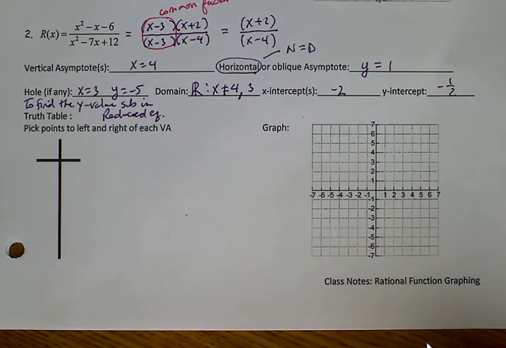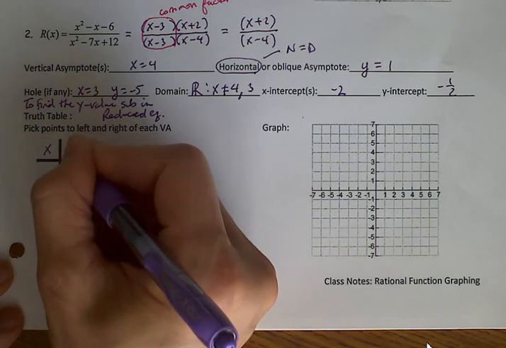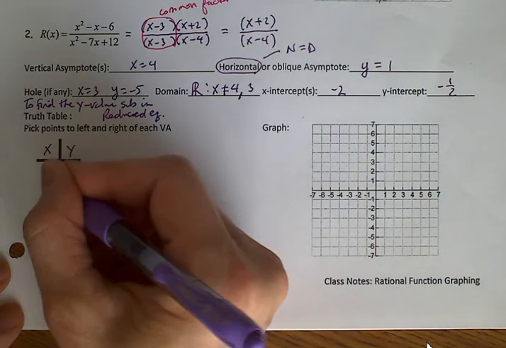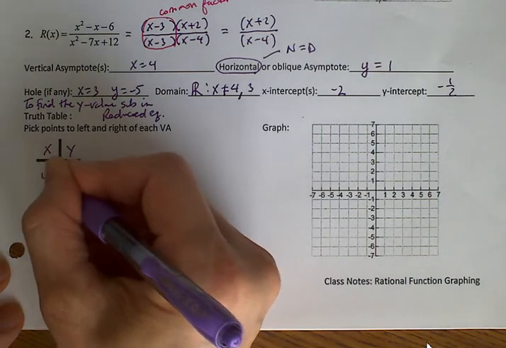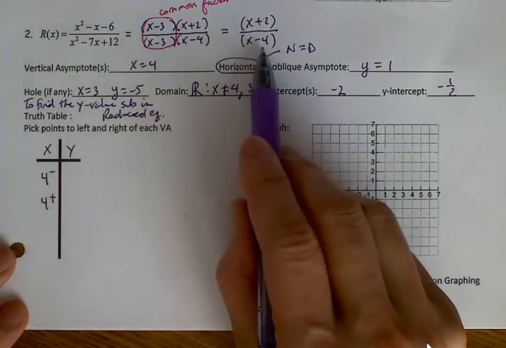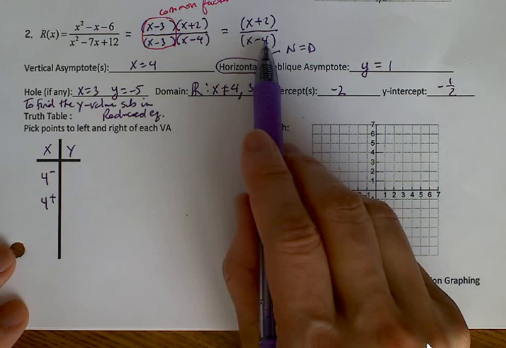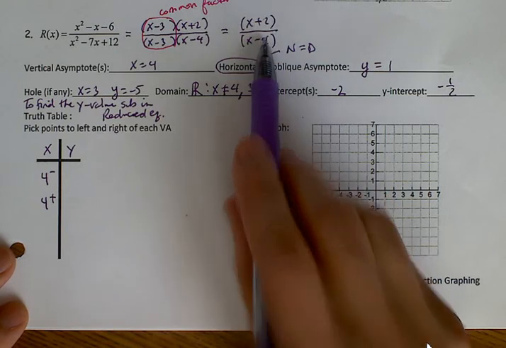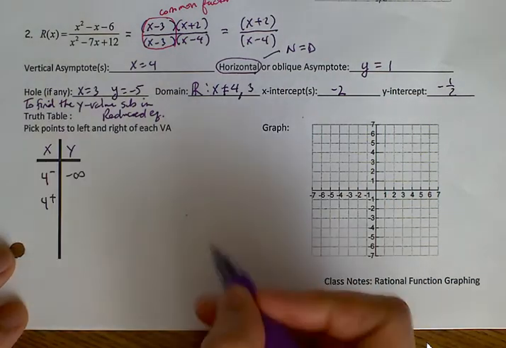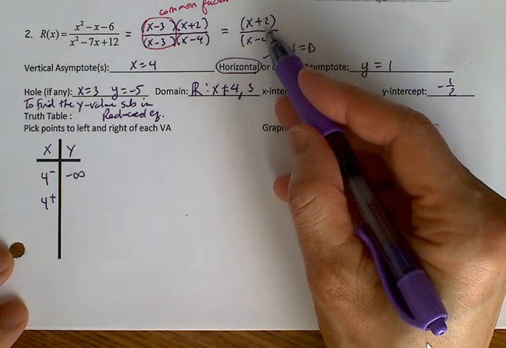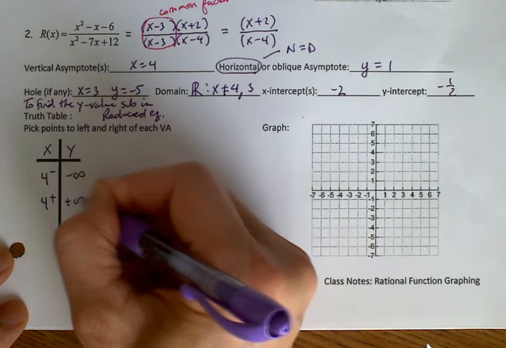Okay, and then for my truth table, I have x, y, and I'm only looking at my vertical asymptotes. I don't consider my hole. So it'll be 4 to the left side of it, and then 4 to the right side of it. And I'm going to just put it in my reduced equation right up here. Okay, so if I put in a value to the left side of 4, to the negative side of it, like 3, this will be a positive and a negative. Right? So this will be a negative infinity. And then if I put in a value that is to the right of 4, it'll be a positive positive, so it'll be a positive infinity.